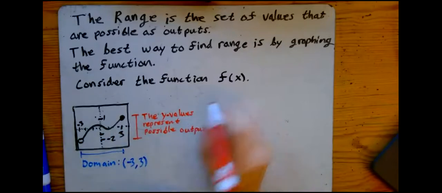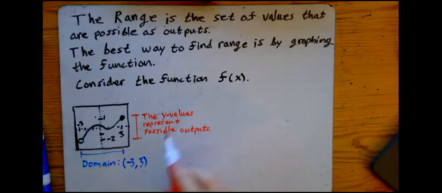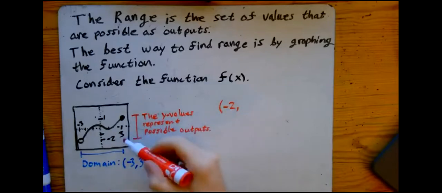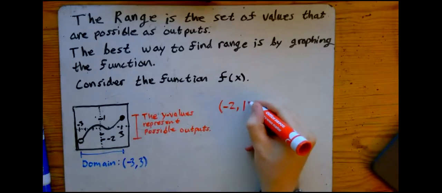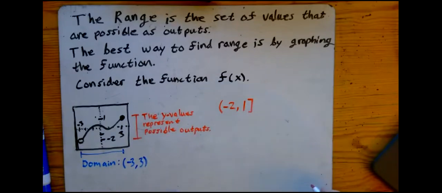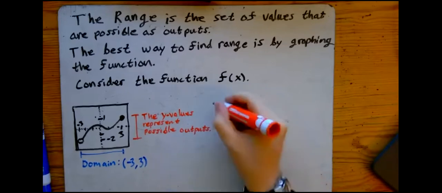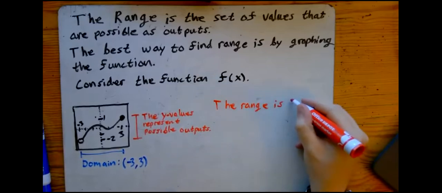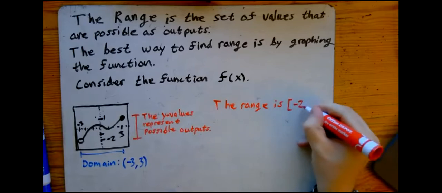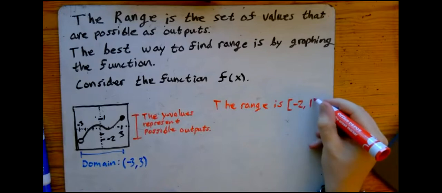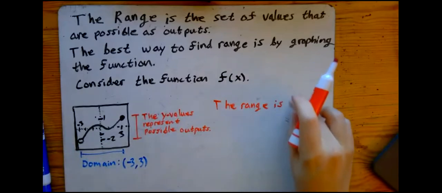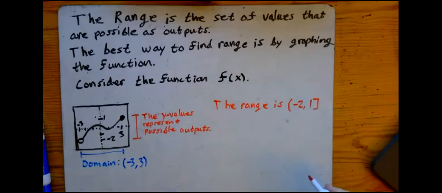So here, what is our least y value? Well, our least y value down here is negative 2. Our greatest y value is 1. I should probably write that out, that the range. Oh, wait. But this negative 2, that's on an open point, so that better be a parenthesis. Okay, fair enough.